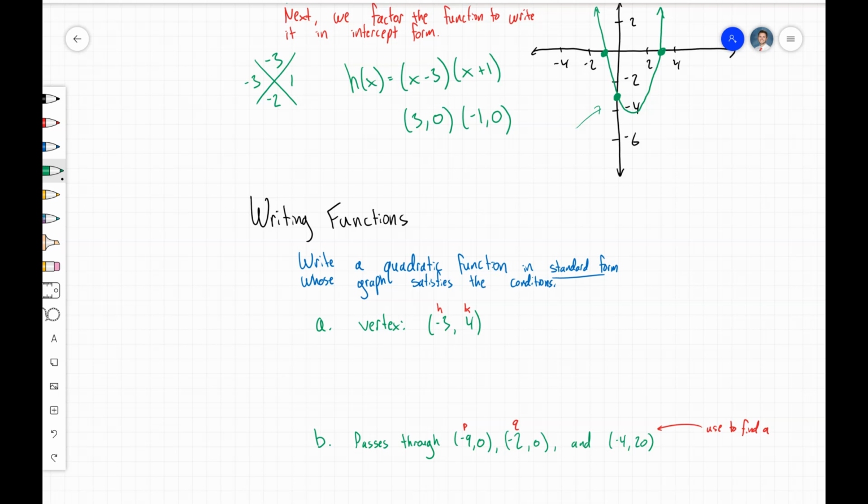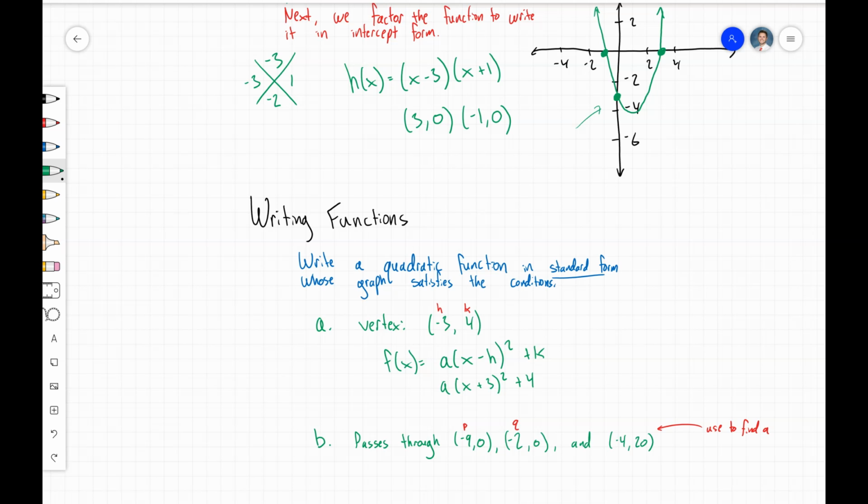Now, we're also going to look at writing functions based on some given conditions. So we want to write this quadratic function in standard form based on the given information. So for example, if we look at this first one, it says a graph that has a vertex of negative 3, 4. Now we know that if we write something in vertex form, h will represent our x value of the vertex, and k will represent the y value. So if we write it in vertex form, f of x equals a times x minus h squared plus k, then we could write this as a times x plus 3 squared plus 4.